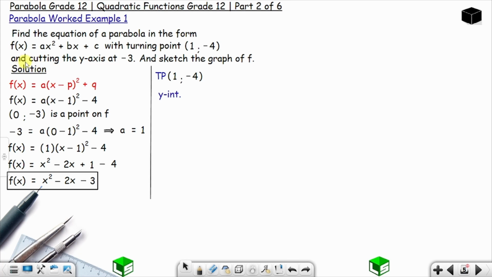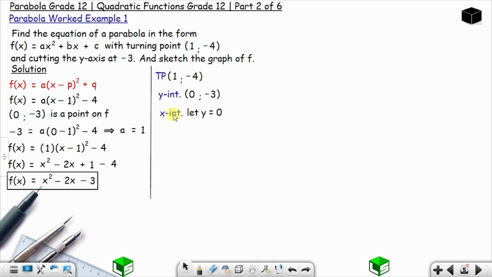You can see the graph is cutting the y-axis at negative 3. So you have this coordinate. Remember, at the y-intercept, x is 0. And you're also going to need what? The x-intercept. You don't have the x-intercept. So to get the x-intercept, you let y equal to 0 so that you can get the x-intercept.